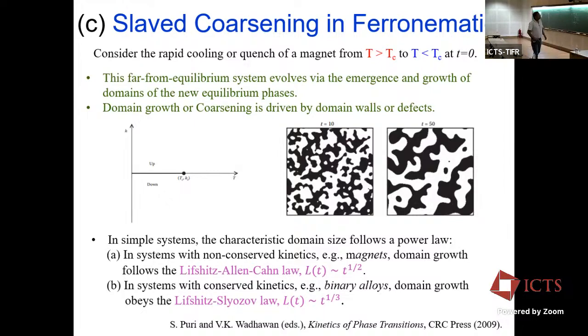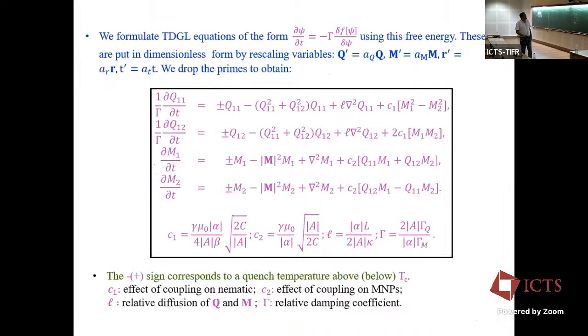Okay, so I want to look at this coarsening problem in the context of ferronematics. If I go back to my free energy, those are the kinetic equations I'm going to solve. I'm going to start off at high temperatures where everything is disordered. That means the liquid crystal field is disordered, which is to say that Q11 is 0 plus or minus fluctuations everywhere. And the magnetization field is disordered, which is to say that M1 and M2 are 0 plus or minus fluctuations everywhere. Okay, so that's my initial condition.